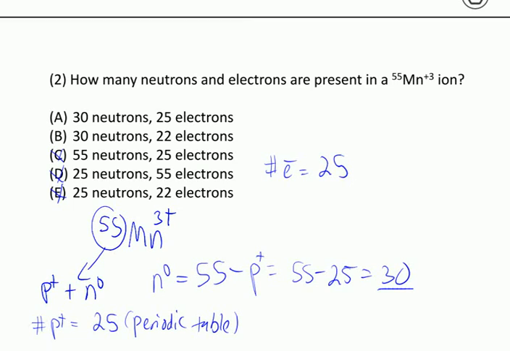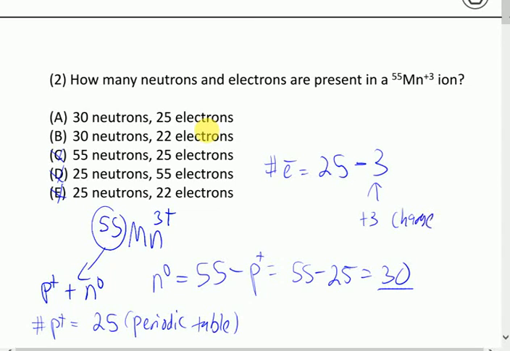But here we have a net +3 charge. That's what the symbol tells us. So we need to subtract 3 electrons for that. Remember, if it's a positive charge, you have excess protons or a deficiency of electrons, so you need to subtract 3. So this is for that +3 charge. We have 3 less electrons than protons. And so 25 minus 3 is 22. And so that means the only choice that has both of those correct is choice B.